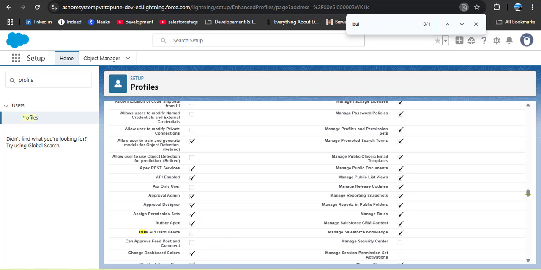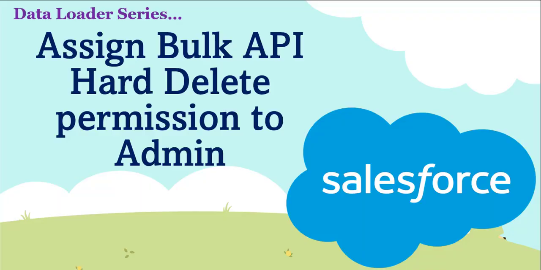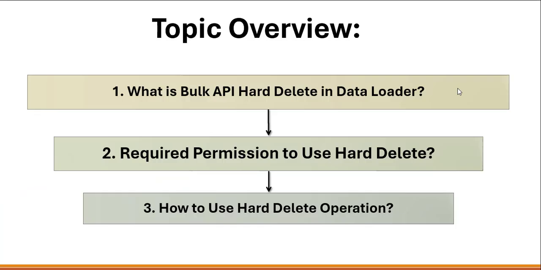In this video we will learn how we can assign those permissions and how we can perform the hard delete operation in Salesforce. We will deep dive into what Bulk API Hard Delete is in Salesforce Data Loader. After that we will see the required permission to use the hard delete operation, and then I will explain how we can use the hard delete operation in Salesforce Data Loader. So watch the video till the end and don't miss any topic. After that you will also be able to use the hard delete operation in Data Loader.